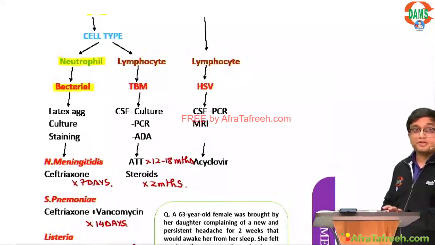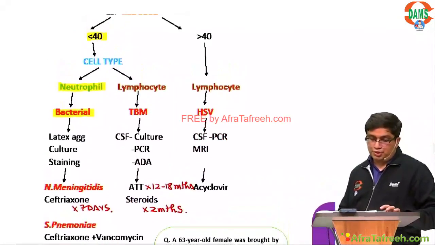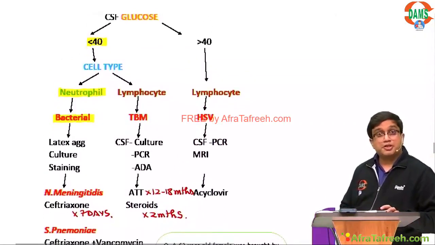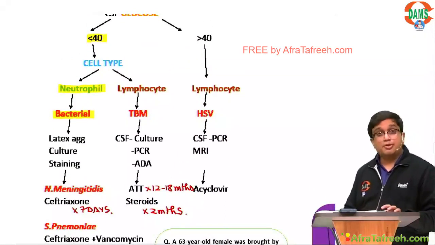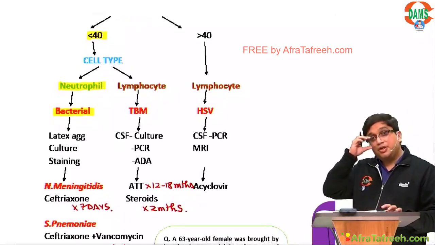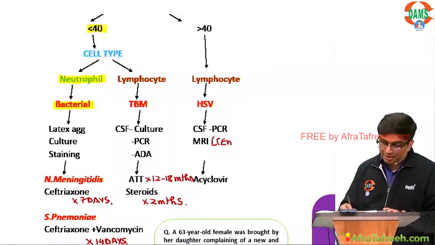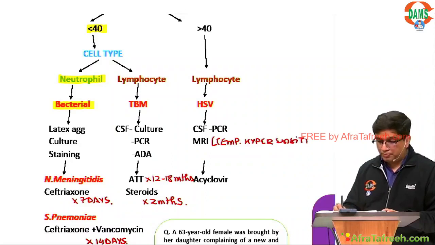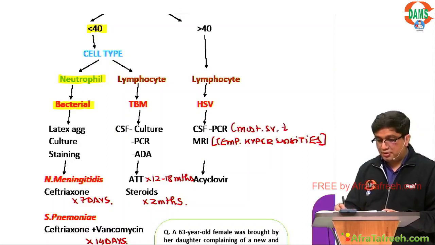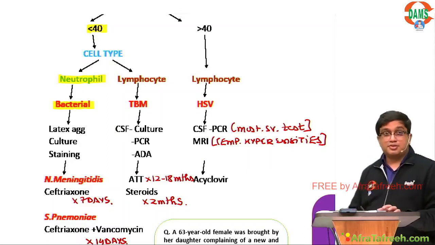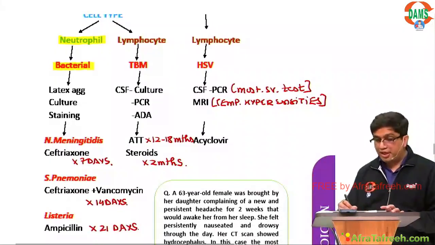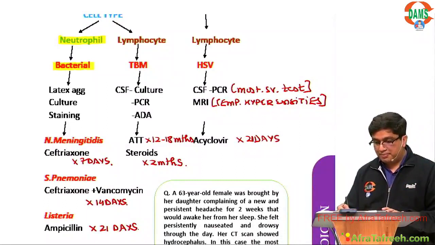If the CSF picture doesn't show you a low CSF glucose, but it shows you a lymphocytic picture, then think about the viral herpes simplex virus. Do an MRI to look out for the temporal hyperintensities. And you also have to do a PCR, which is the most sensitive test to diagnose this disorder. And acyclovir has to be given through the IV route for 21 days.